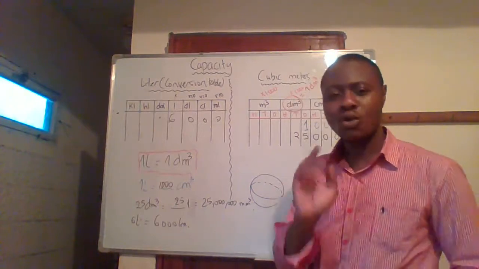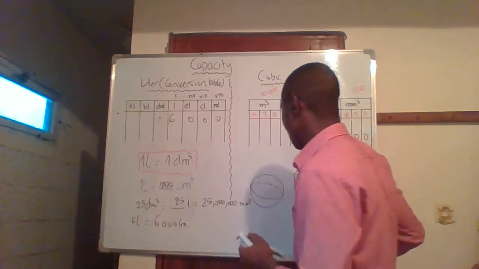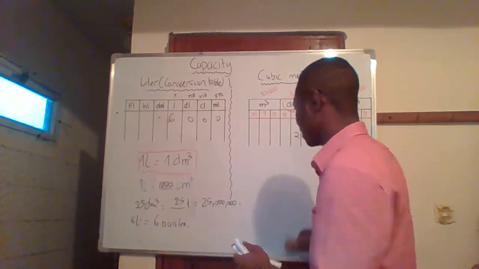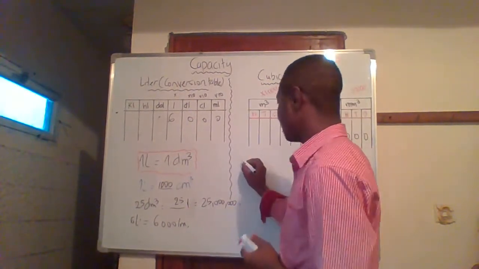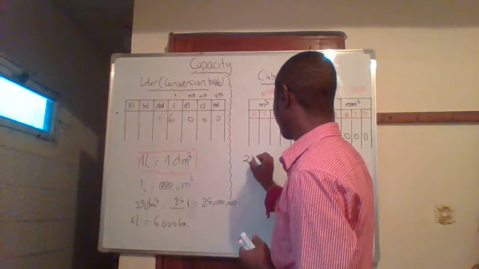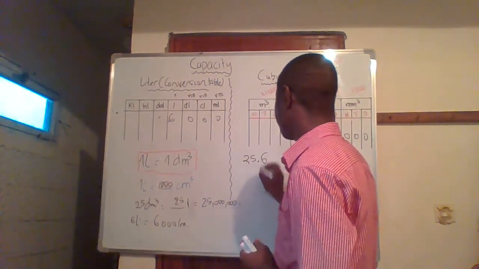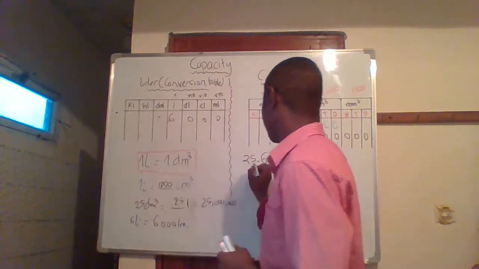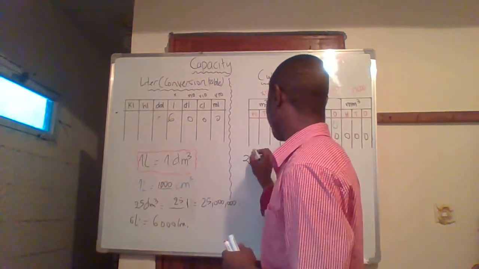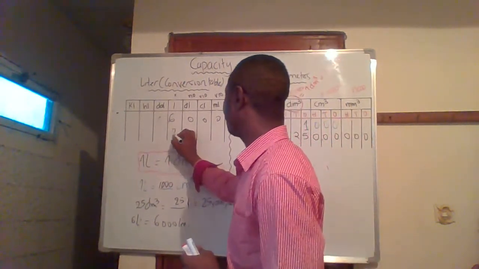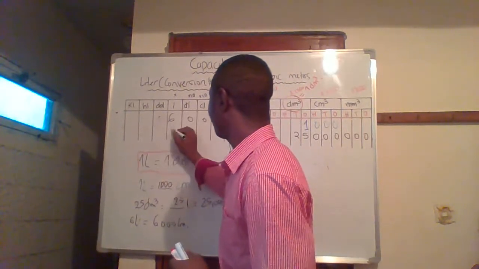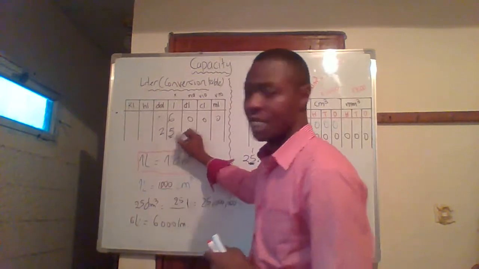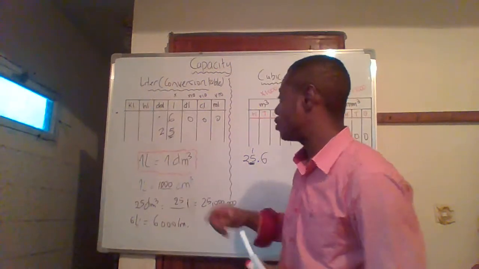So now let's try with decimal numbers. This is a bit tricky when you work with decimal numbers. What is 25.6 liters? I need to make sure that the ones digit is in the liters. So 5 should be here, and 20. This is 25 liters because this last digit is in the liters, so it's 25 liters.